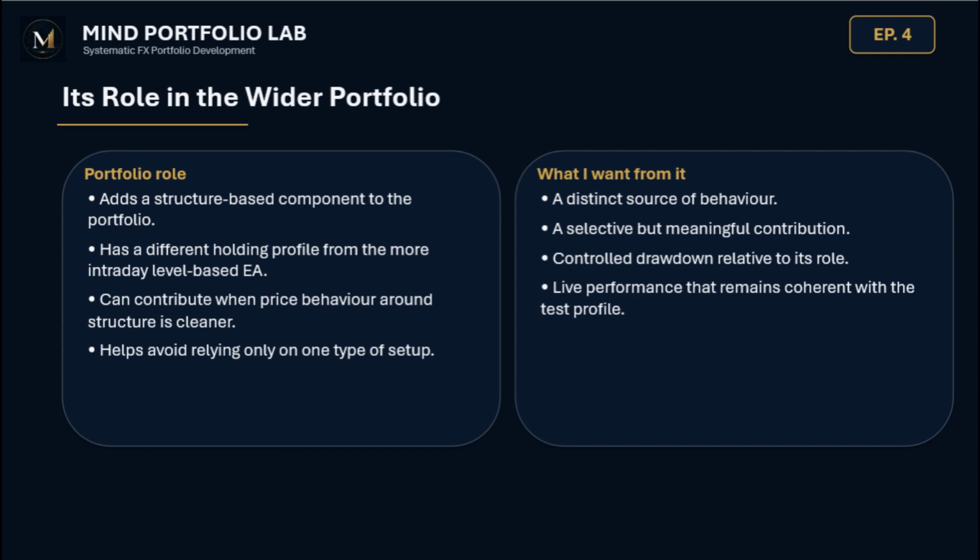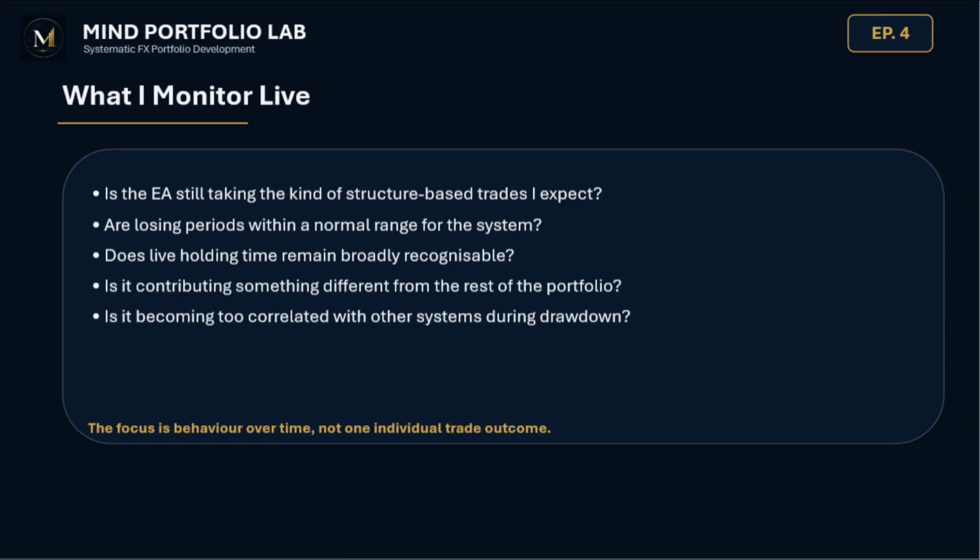I do not want to react emotionally to one trade. I also do not want to ignore evidence if the system starts behaving differently from what I expect. The balance is to give the EA enough time to show its behavior, while still monitoring whether the live results remain coherent. That is really the point of this whole series. Each EA needs to have a defined role. Each EA needs to have a defined risk profile. And each EA needs to be monitored as part of the portfolio, not just in isolation.